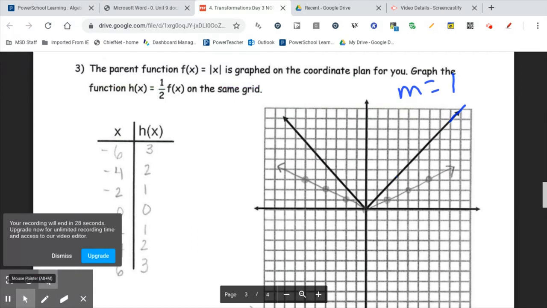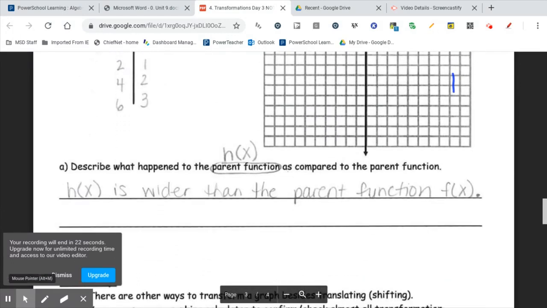So make sure you have all this graph. Make sure you have your table always filled out. And then you can read at the bottom, it says describe what happened to the parent function as compared. Well, hopefully you realize that now it's wider because the number in front is less than 1.